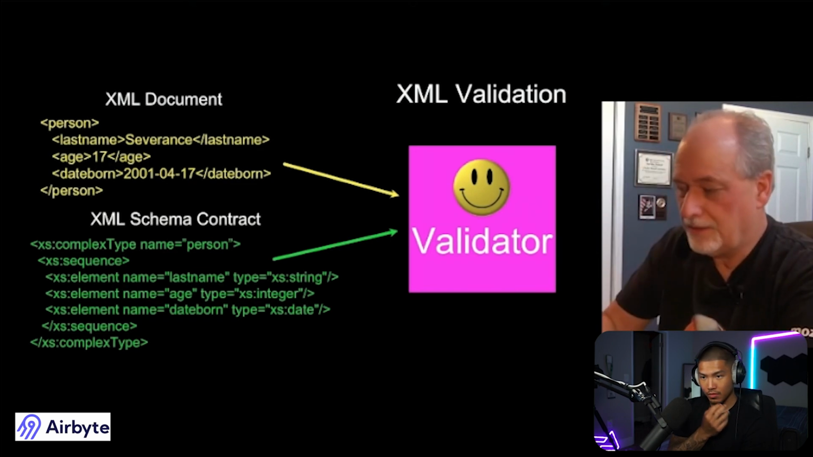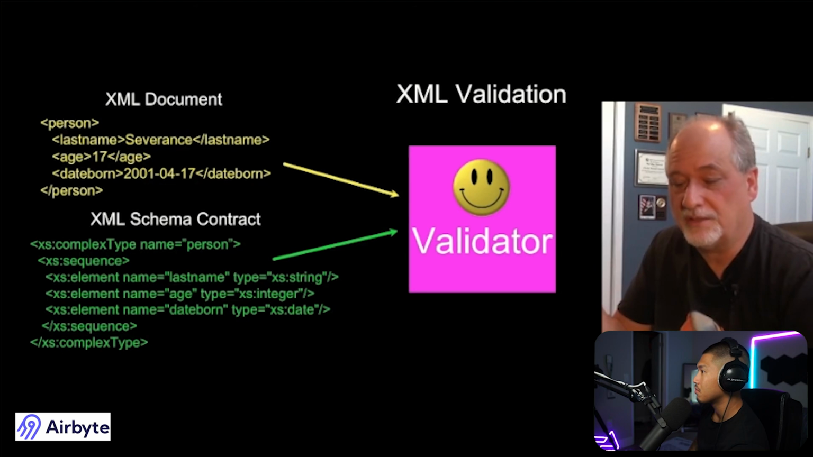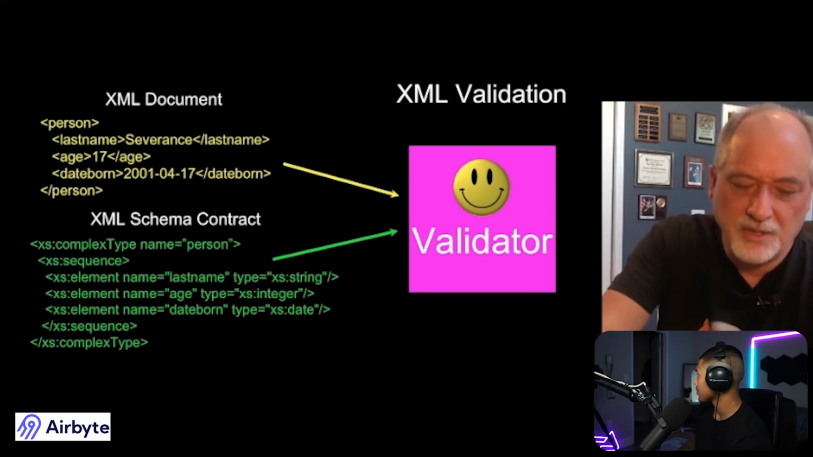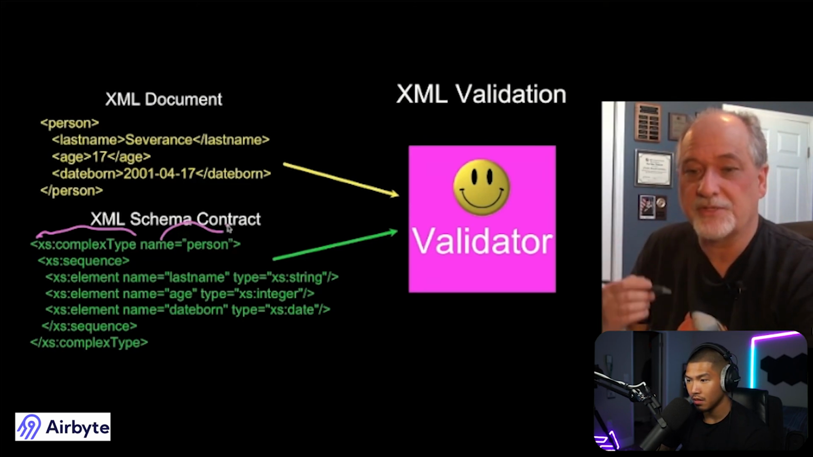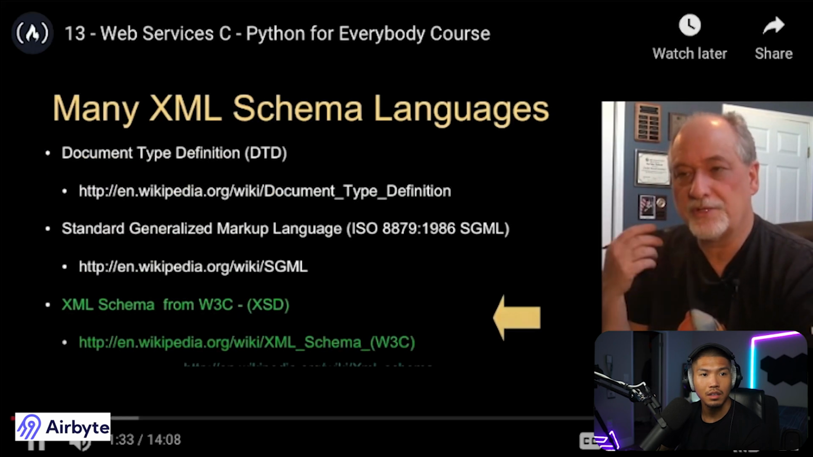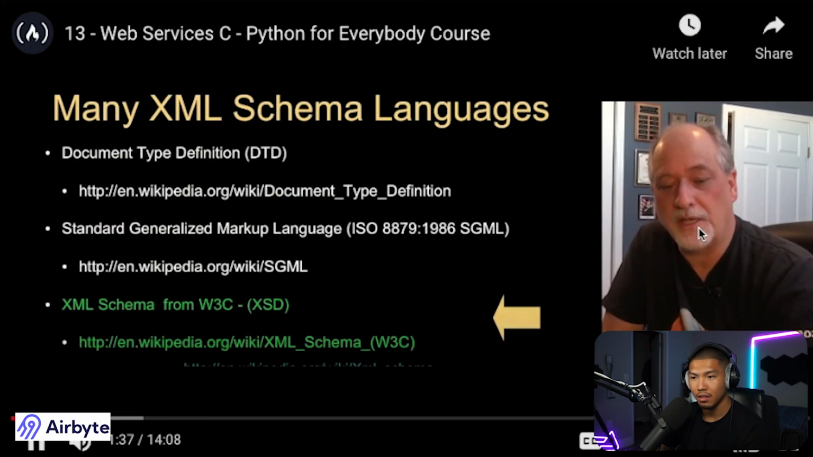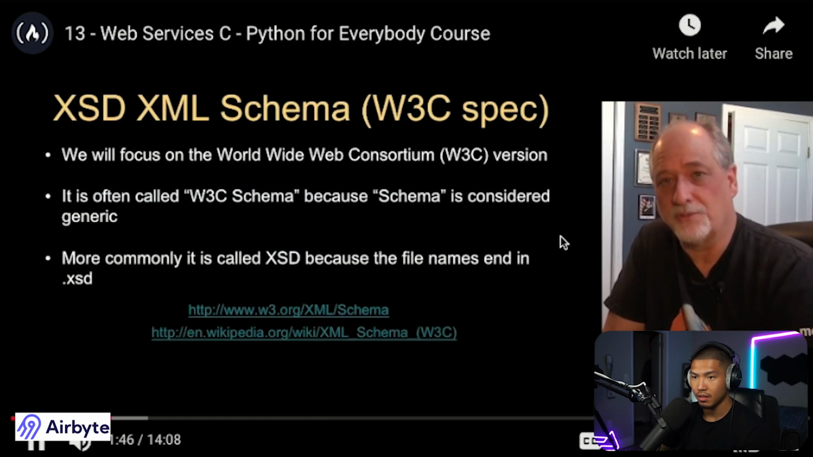And so here we have our little XML document, and we're passing it to the validator. Then we have a schema contract, which is itself XML. It's a particular kind of XML, that xs:complexType. That's just a tag. Colon is a legitimate character for the name of a tag. name equals person, that's just an attribute. And so XML schema is a particular format of XML that renders an opinion about what XML is supposed to look like. There are a number of different XML schema languages. The one we're going to look at came a little bit later and is very common, called XSD, which is the World Wide Web Consortium's schema specification.